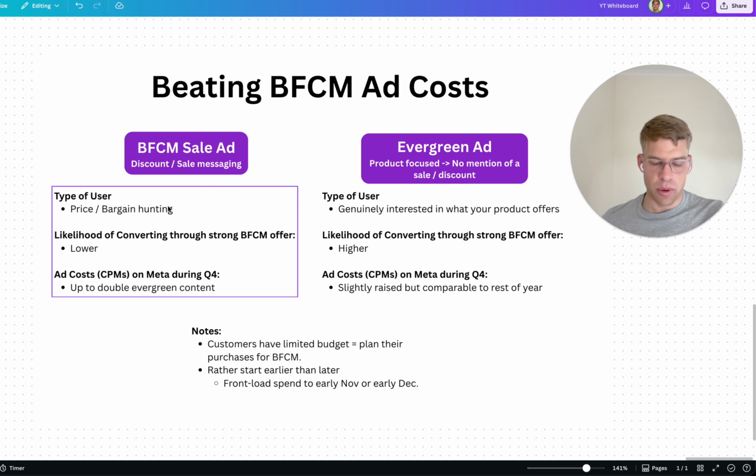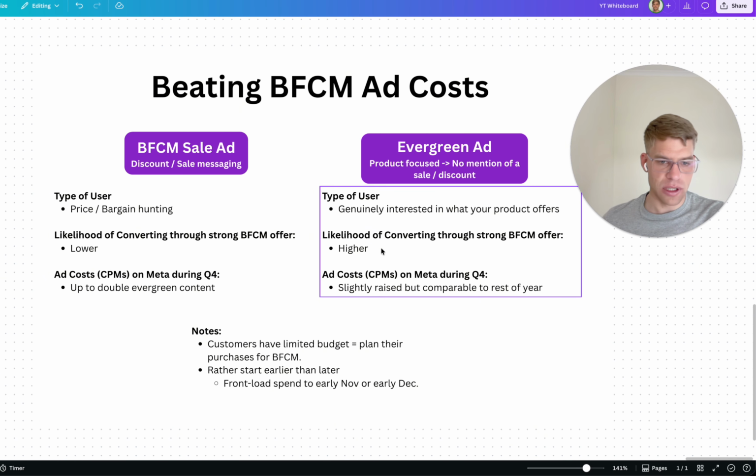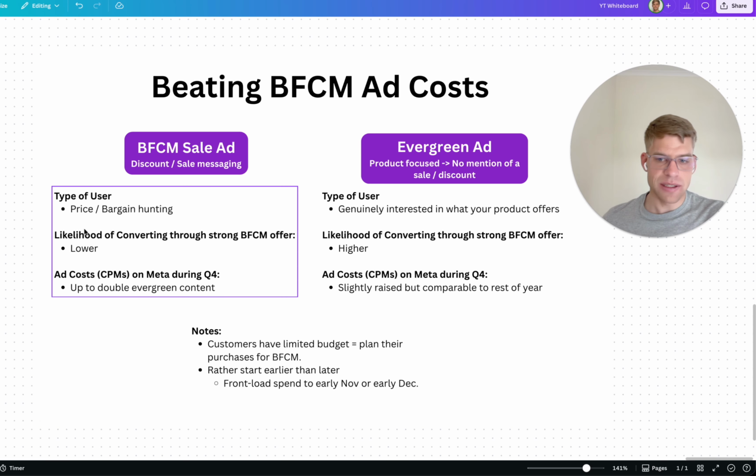Now, assuming that both of these users hit the store with the same offer present on the store, whether that's 30% off, buy one get one free, whatever your offer is during that peak sale period, in my opinion, the likelihood of the sale user converting is lower than the evergreen user, because this user is expecting to see a appealing sale offer on the site itself.